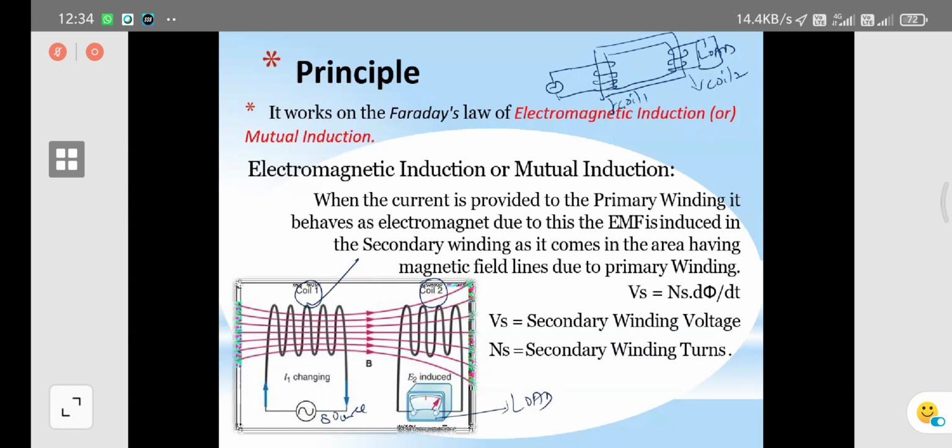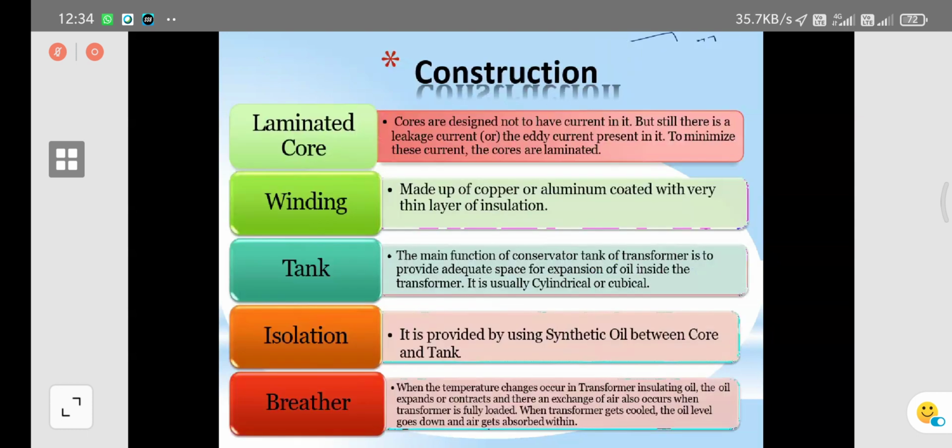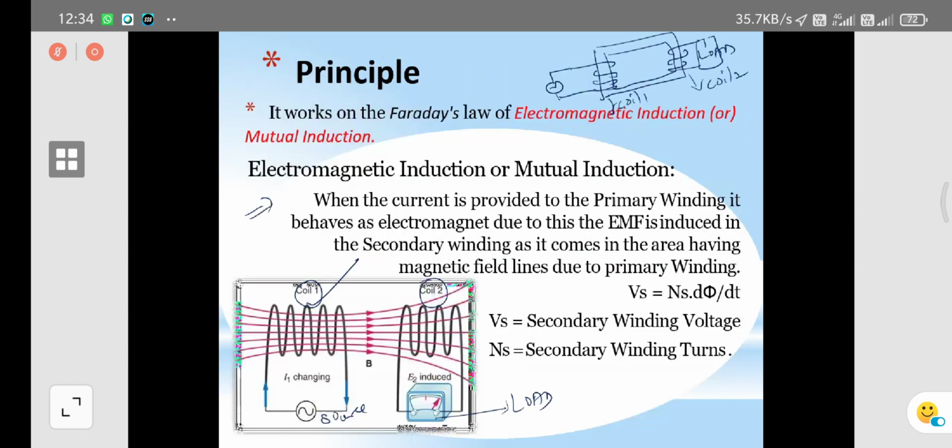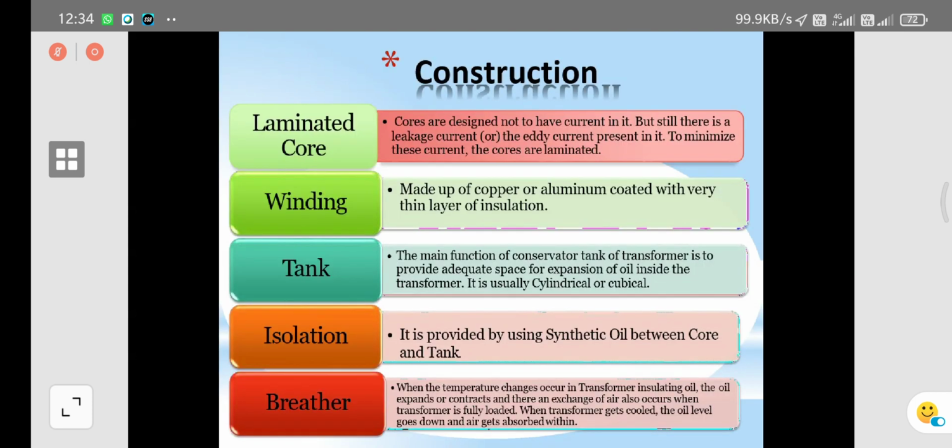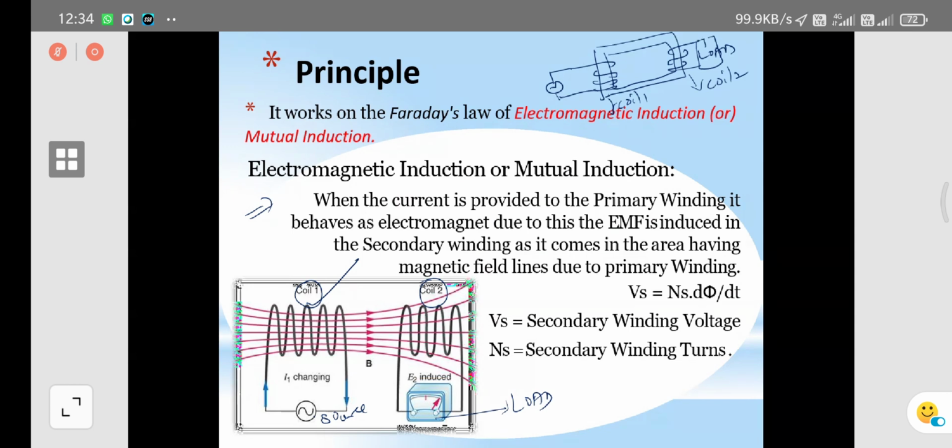So according to the principle of a transformer, when current is provided to the primary winding, it behaves as... first of all I will discuss with you simply. This is known, no need to explain all these points here. It works on the principle of Faraday's laws of electromagnetic induction, electromagnetic induction or mutual induction here.